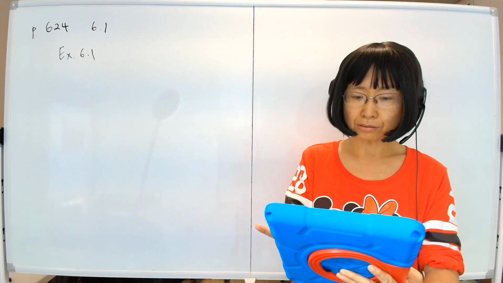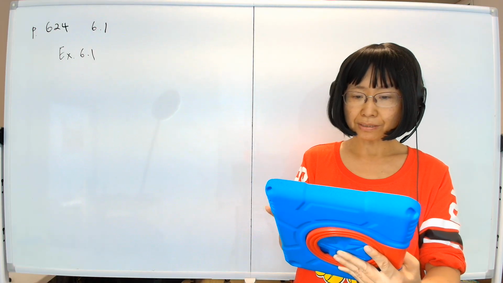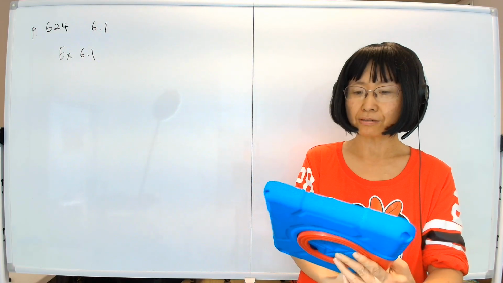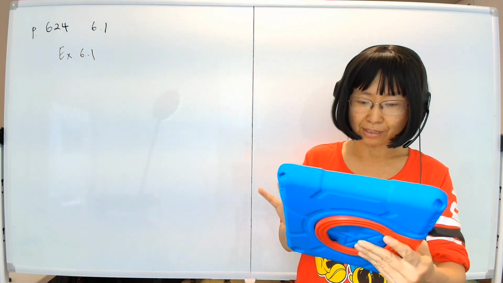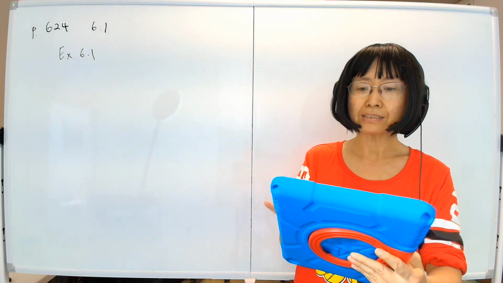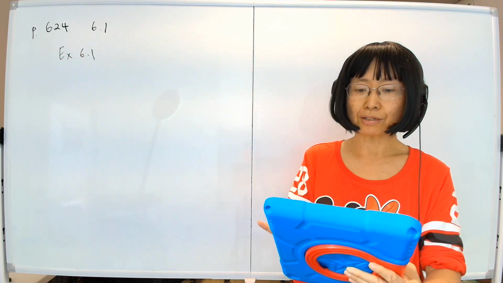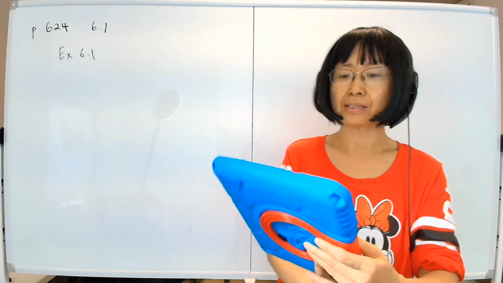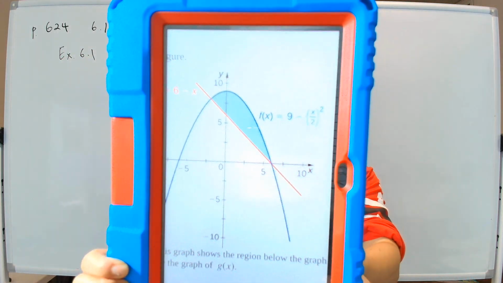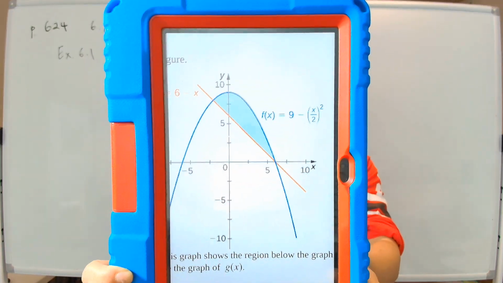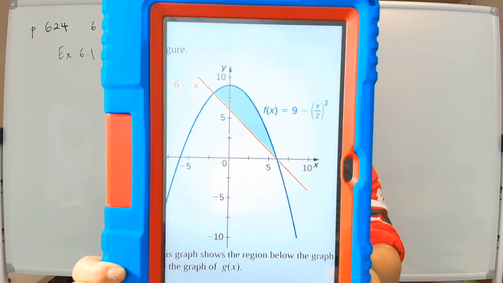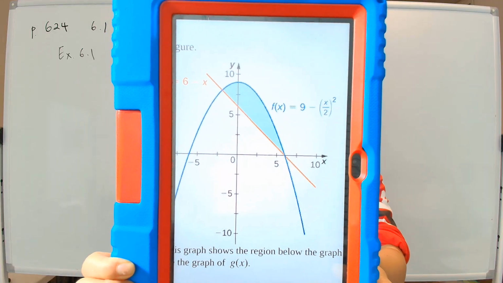Example 6.2 is not particularly different from 6.1. The only thing is, the problem doesn't really tell you where to integrate. They just want to know what is the area in between these two things. See, you have two graphs. The one on top is the parabola, the one on the bottom is a straight line, and the question is, what is the shaded area that is their intersection?